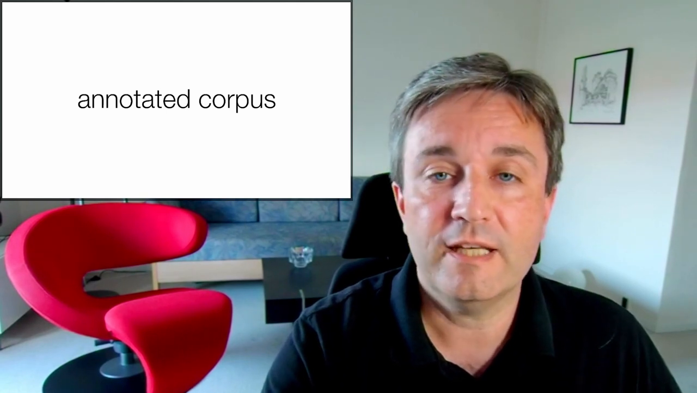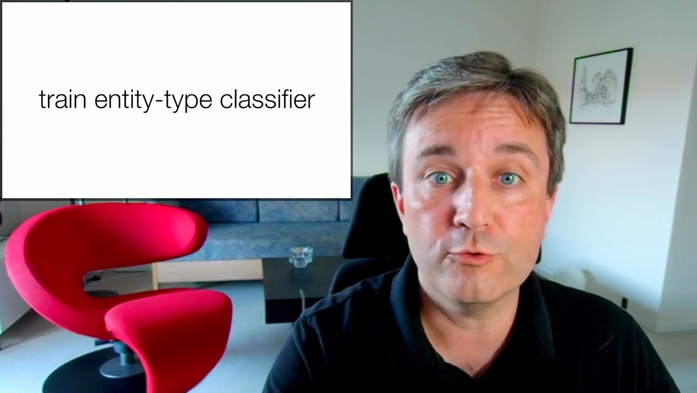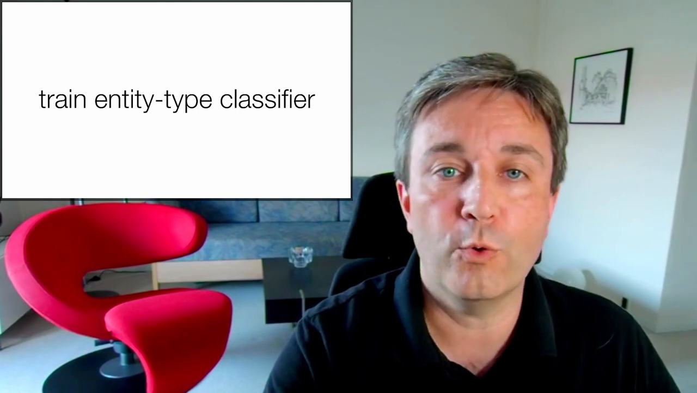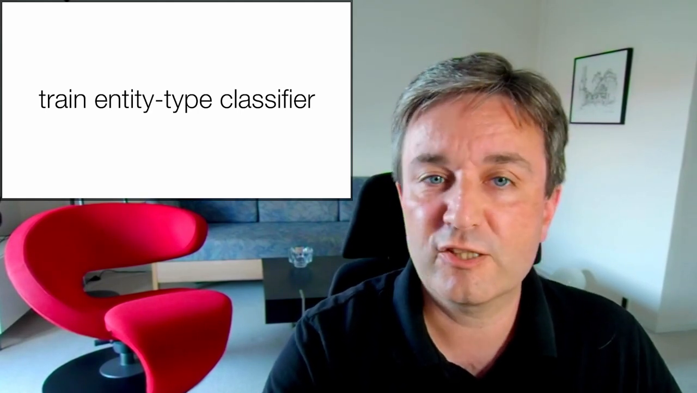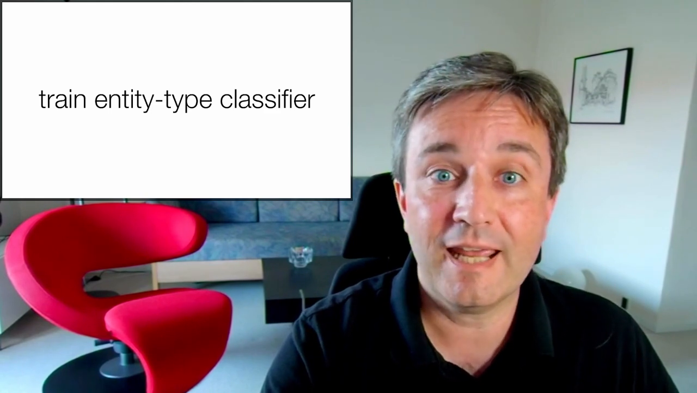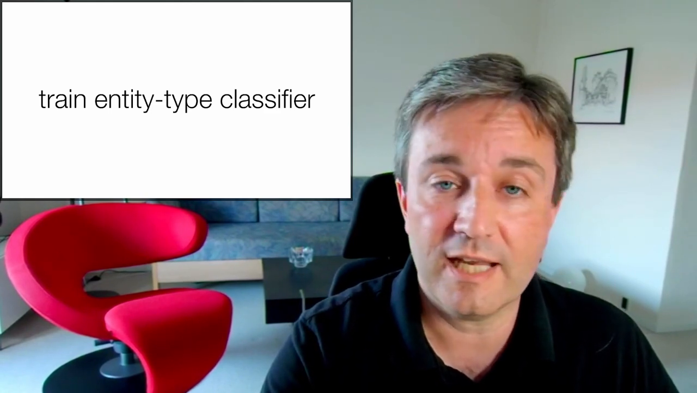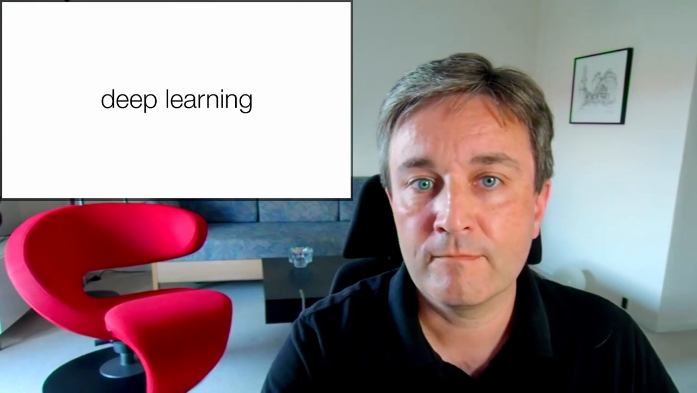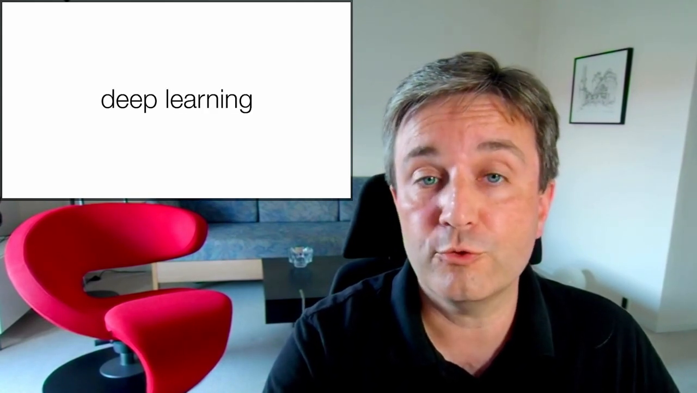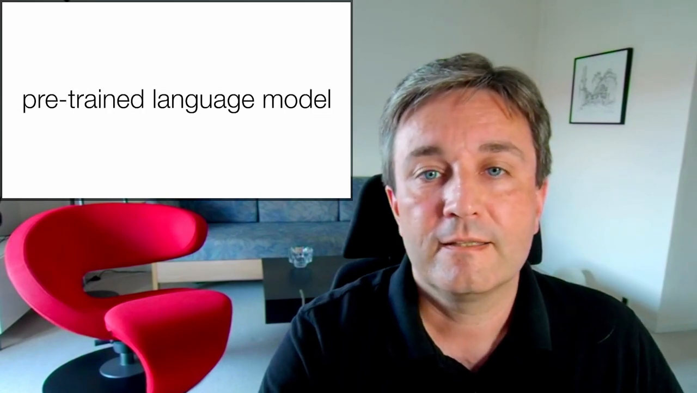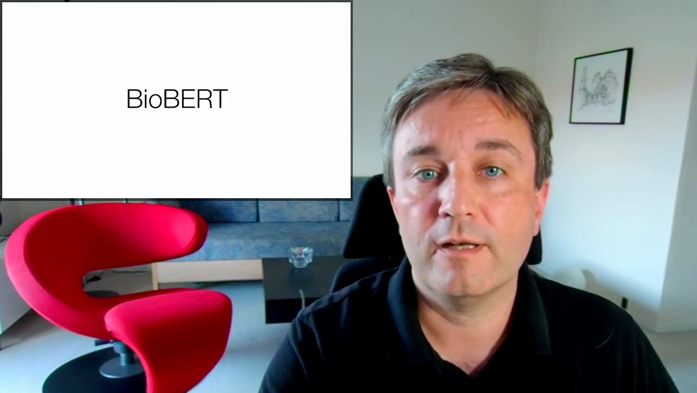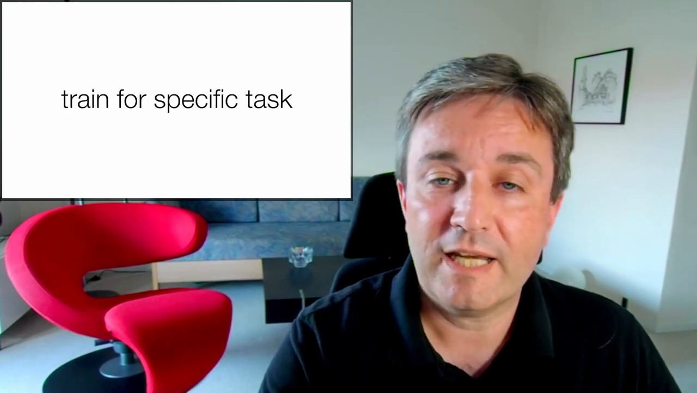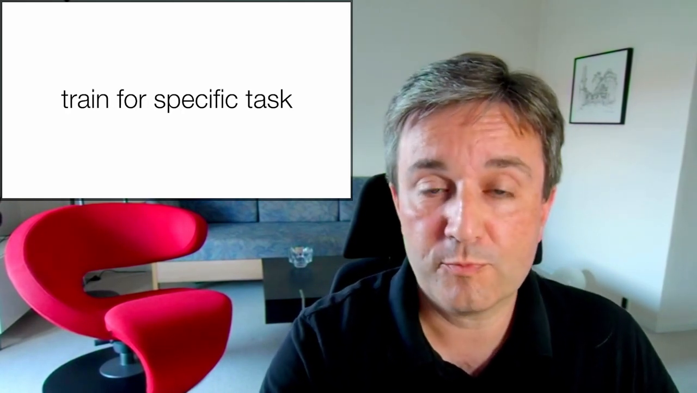To learn this, you need an annotated corpus that you then use to train an entity type classifier. A classifier that looks at the words around the name and predicts, is this likely to be a gene name? Is this likely to be a disease name? Or is it likely to be something completely different? Most approaches nowadays use deep learning for this. They start from a pre-trained language model, such as BioBERT, and then mask the names and train a classifier for the specific task.